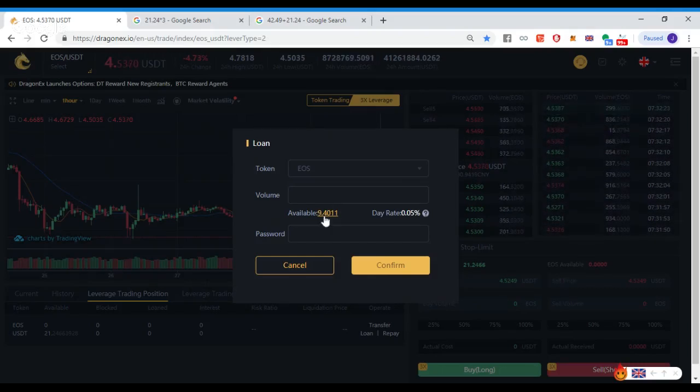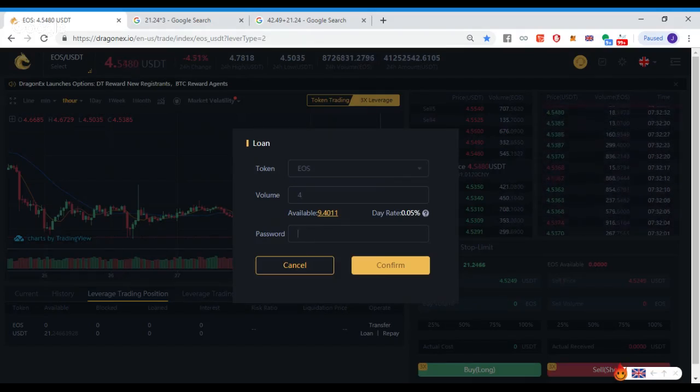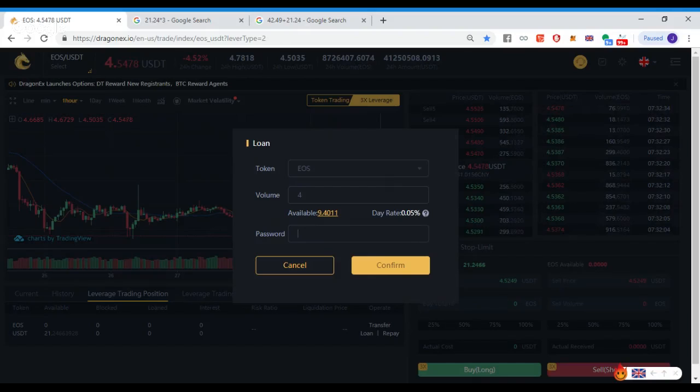Now I'm going to do a quick demonstration, just to show individuals how this would work. Let's say I loan myself 4. Always remember, you have a transaction password on DragonEx. Do not forget that. You will need it when you buy, sell, and transfer in and out of the exchange. Also, if you're doing any type of leveraging where you want to loan yourself, you have to input the transaction password.